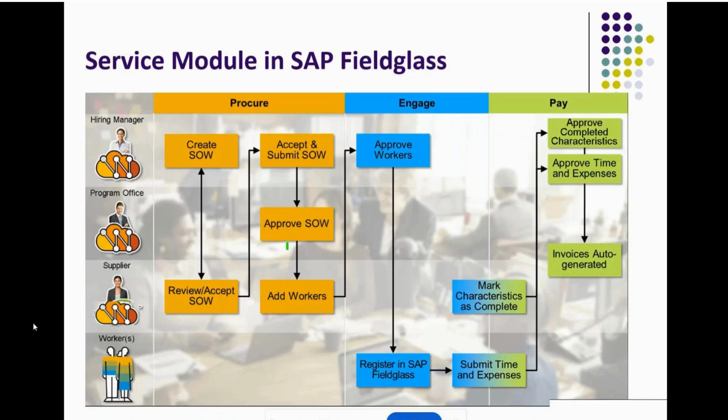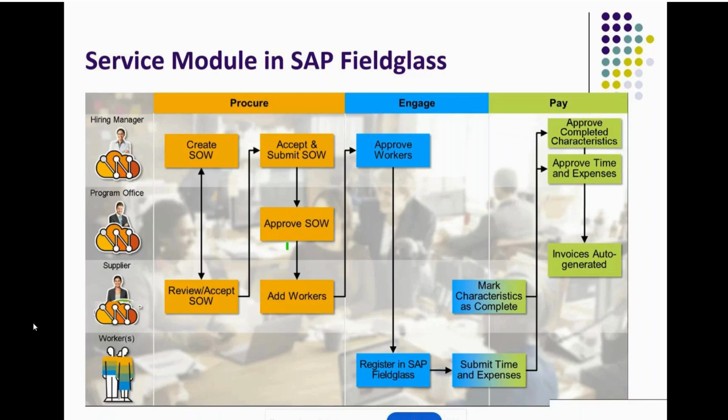Once these workers are added, and just remember one thing, only the supplier can add workers to the SOW. No one on the buyer side can add workers to the SOW. If you also have suggestions, you need to give them to the supplier, like we have this candidate and they need to be hired from the supplier end only. That is for sure in Fieldglass.